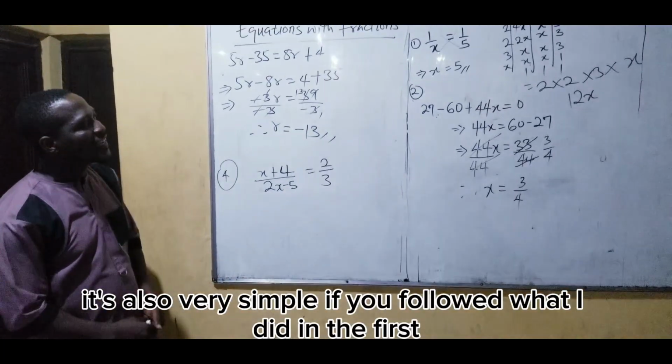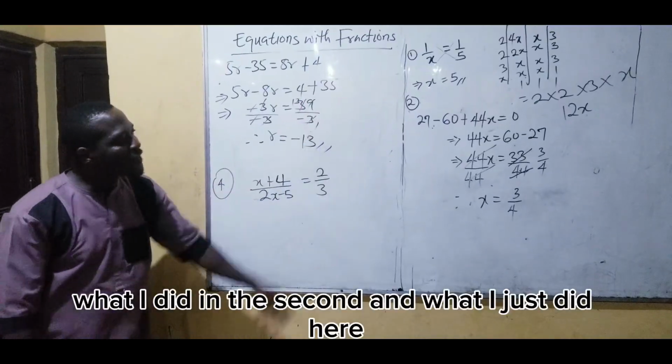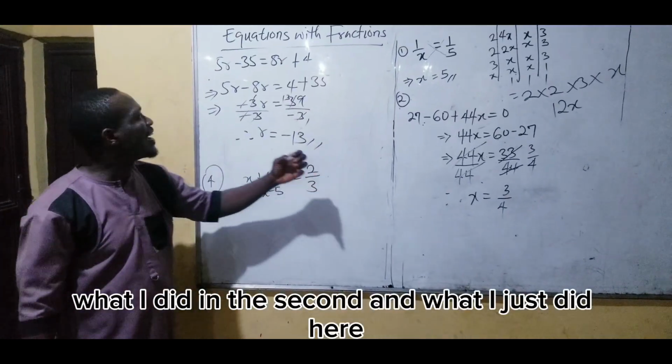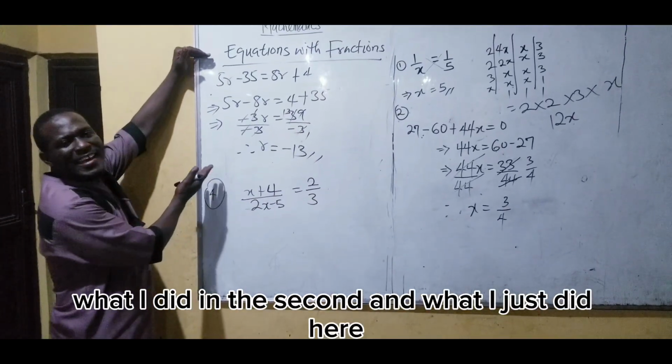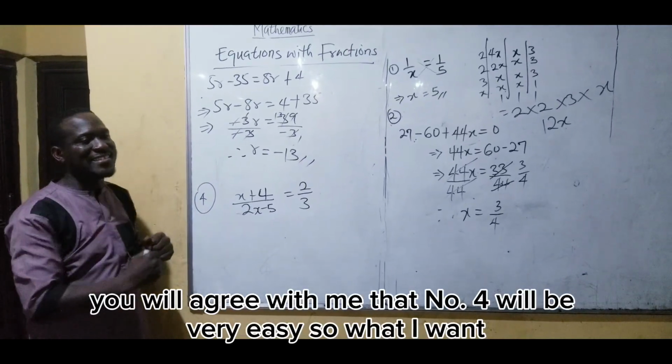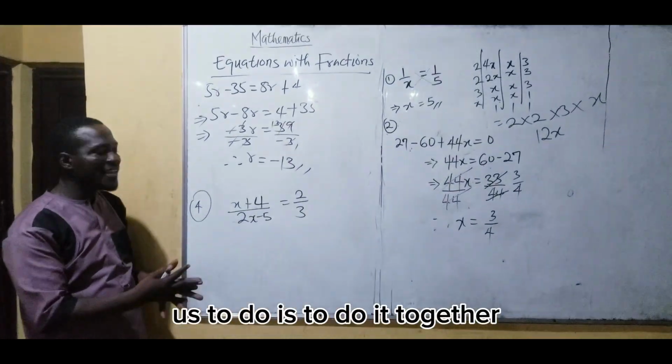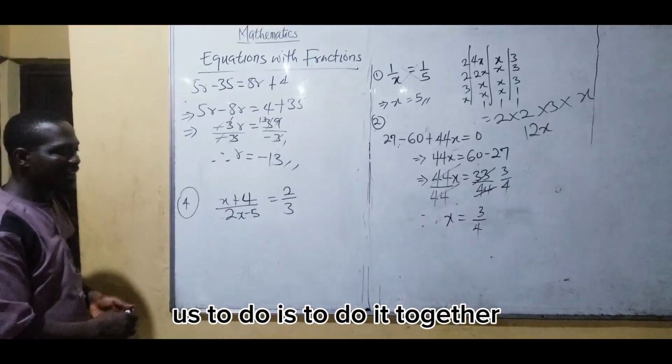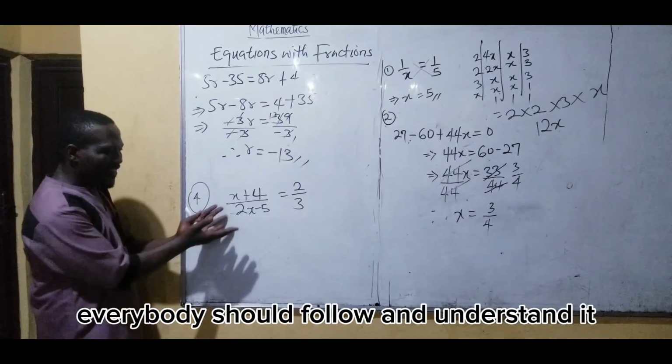So this number 4 is also very simple. If you follow what I did in the first, what I did in the second, and what I just did here, you will agree with me that number 4 will be very easy. So what I want us to do is to do it together. Everybody should follow and understand it.